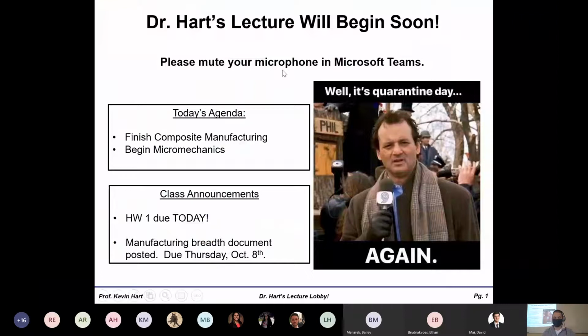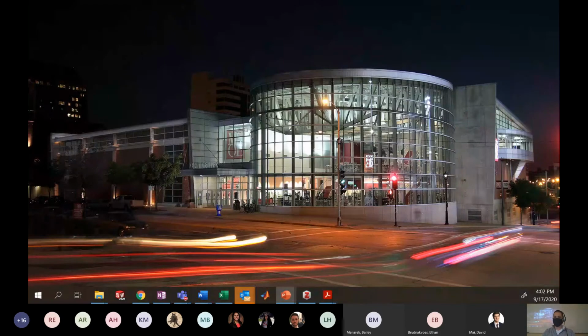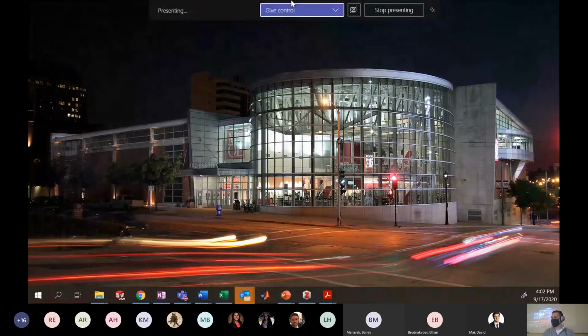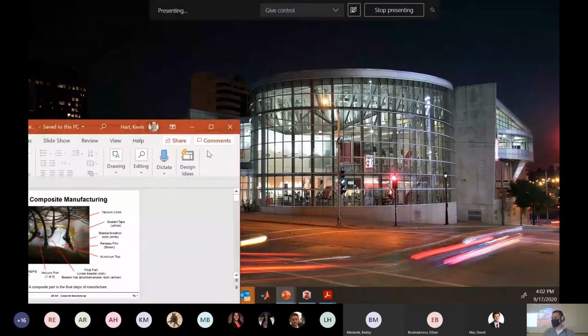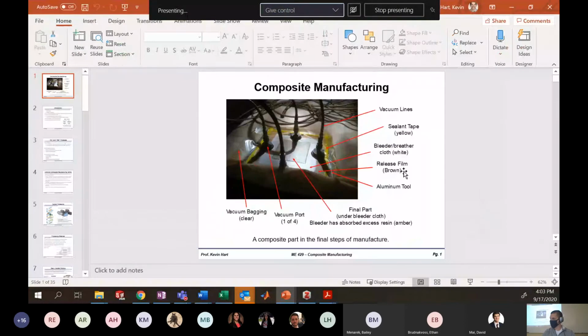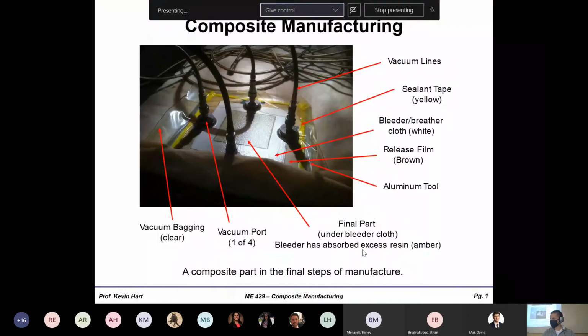Right. So let's get back into it. We'll get back into the composite manufacturing, and I actually brought some samples today as well. So maybe we can start by a little review here quickly, and then we will pause once I get to the point where my samples are relevant.